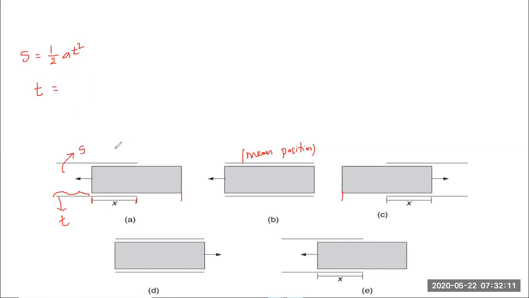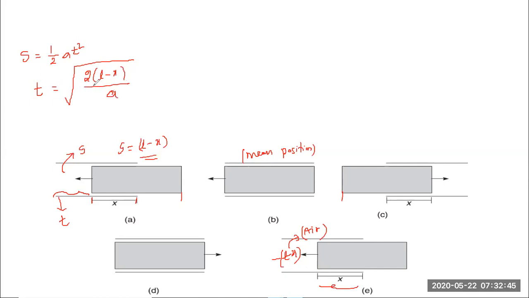Here, according to our assumption, I can take S as L minus X, because we have assumed the instant at which X portion initially lies inside the capacitor. Obviously, L minus X is occupied with air. Therefore, in order to occupy the complete space between the plates of the capacitor, the dielectric has to travel L minus X. So take S as L minus X. Therefore, T is equal to, directly you can write, square root of 2 of L minus X by A. That's it.